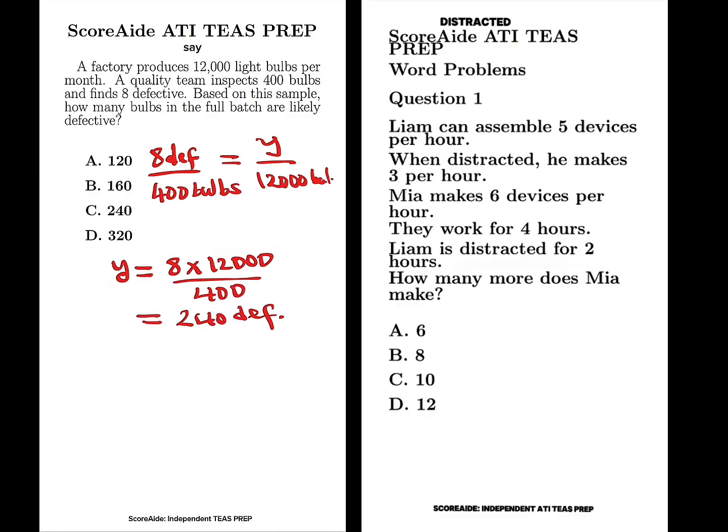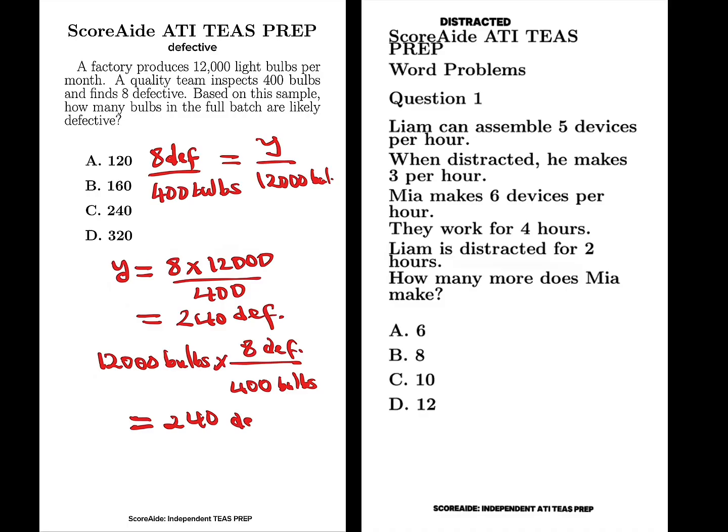Some people might still say we're dealing with the entire pool of 12,000 bulbs, right? Let's just set up a proportion. Now we know that bulbs need to cancel each other, so bulbs need to be at the denominator, so that we have 400 bulbs here, and we have what? 8 defective bulbs up here, so that in the end bulbs are going to cancel out and we're going to be left with what? Defective bulbs. So if we do that multiplication, you're going to have what? 240 defective bulbs, and the answer is C.